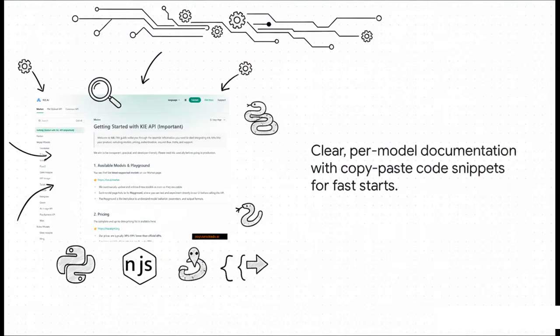And that lightning-fast integration is made possible by what the review called really solid documentation. For every single model, you've got clear guides with copy and paste code snippets for Curl, Python, Node. This is exactly what developers want to see. No guesswork, just clear instructions to get you from 0 to a working API call in minutes.